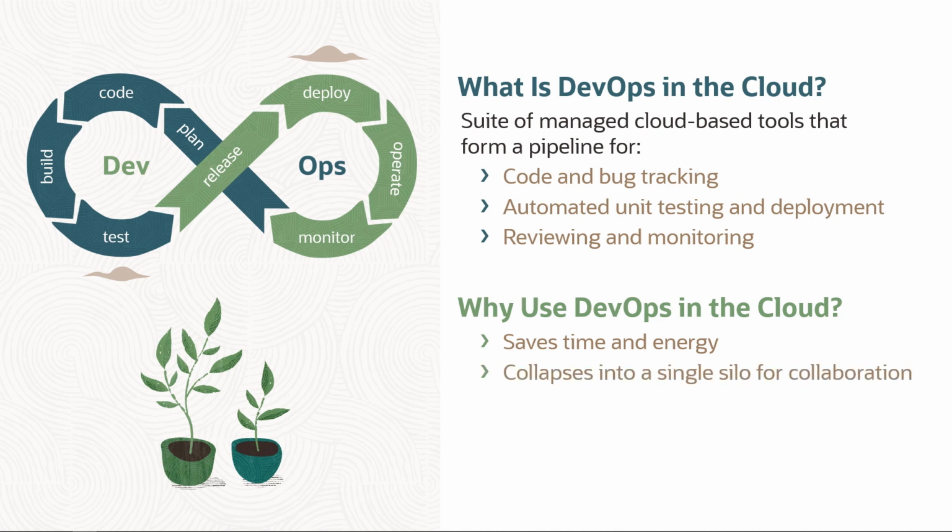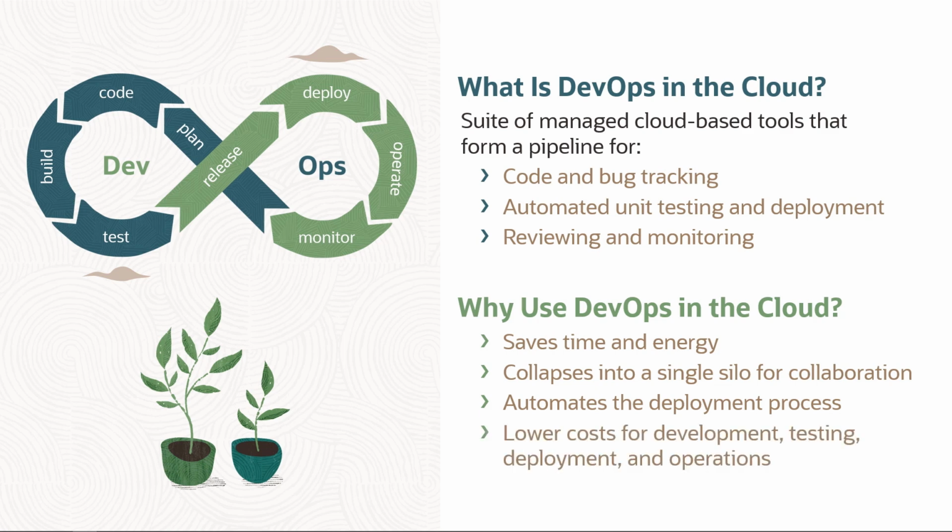Next, it collapses silos into one for collaboration. DevOps minimizes the silos and gaps by eliminating the boundaries between the conventional developer and the operations roles. This ensures business continuity, accountability, and desired results across groups. DevOps also helps you automate the entire deployment process. It helps you lower cost for development, testing, deployment, and operations. It's much easier to track cost of development resources and make adjustments as needed.